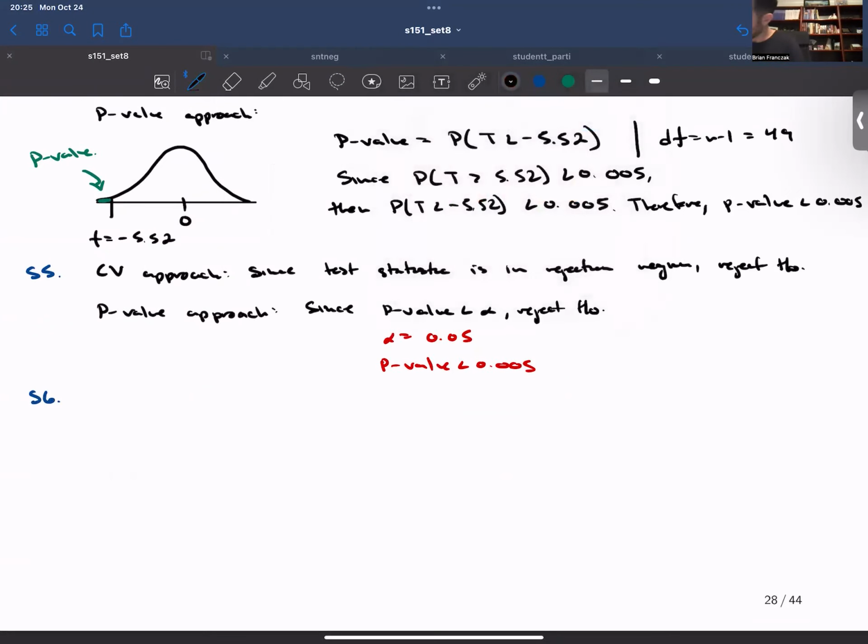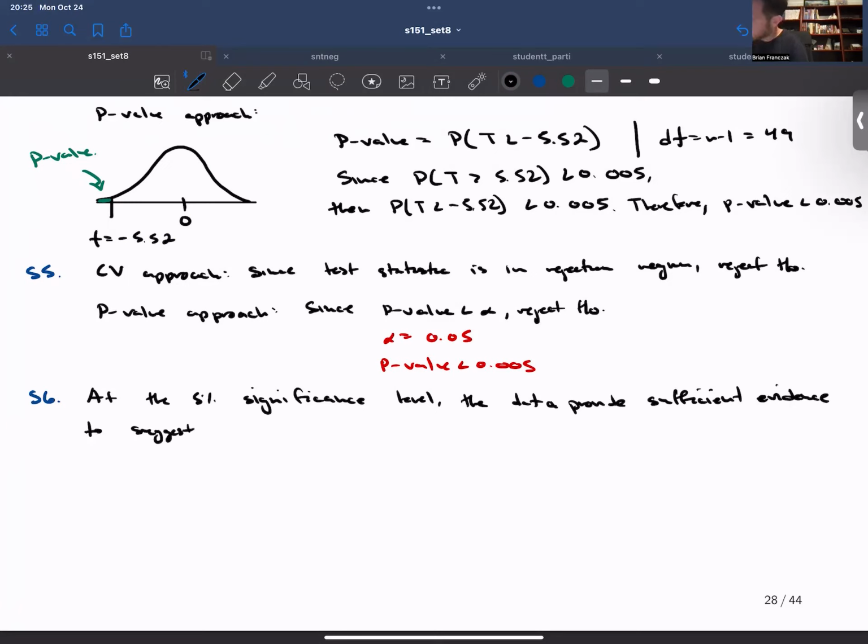Then on step 6, we can say: at the 5% significance level, the data provide sufficient evidence to suggest that the long run mean of type 3 springs is less than 2.63.